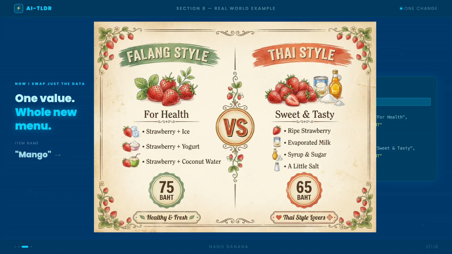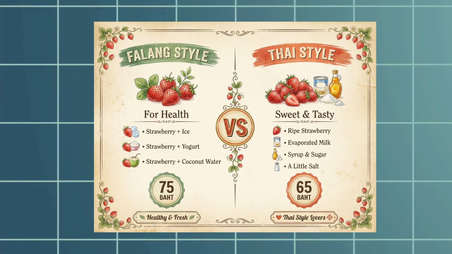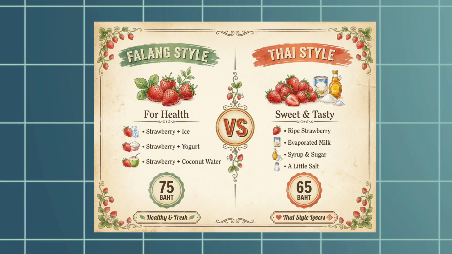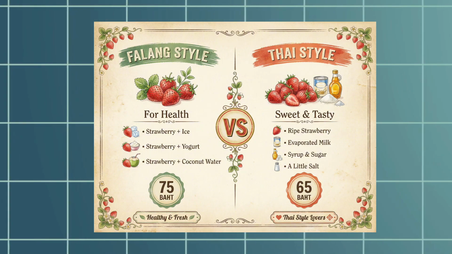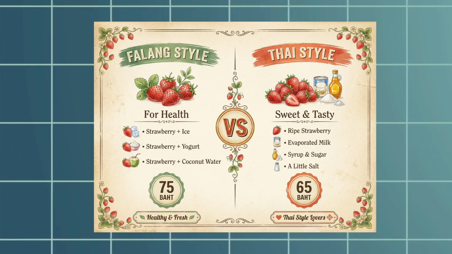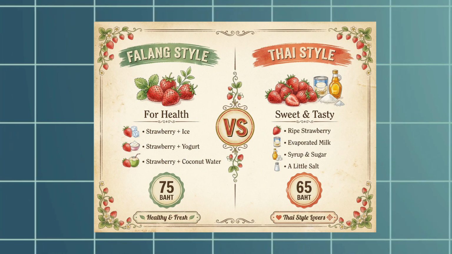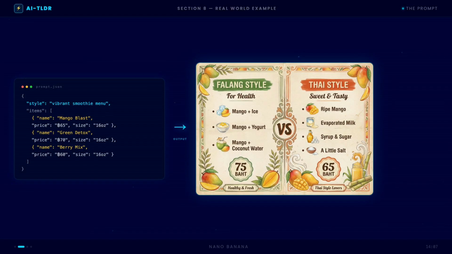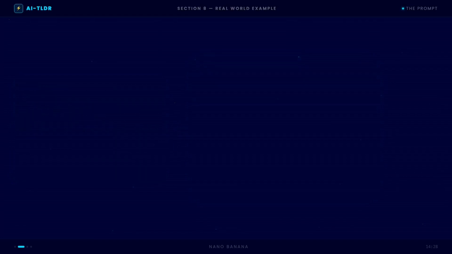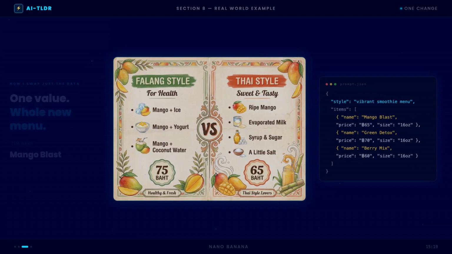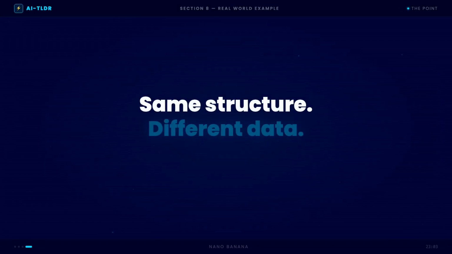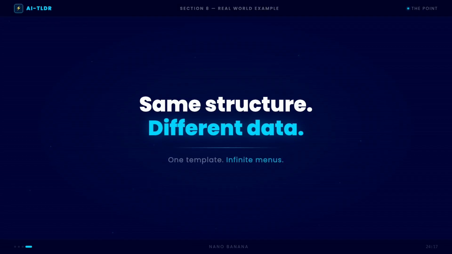Smoothie one, style description: for health, ingredients: mango plus ice, mango plus yogurt, mango plus coconut water, price 75 baht, label: healthy and fresh Thai style. Smoothie two, description: sweet and tasty, ingredients: ripe mango, evaporated milk, syrup and sugar, a little salt, price 65 baht, label: Thai style lovers. Same structure, different data. You're not redesigning the layout every time, you're just swapping the data.